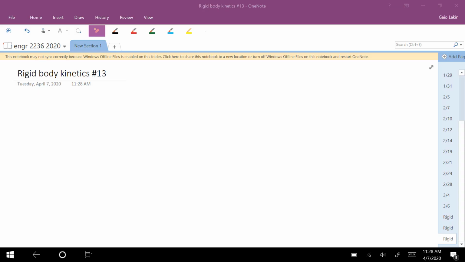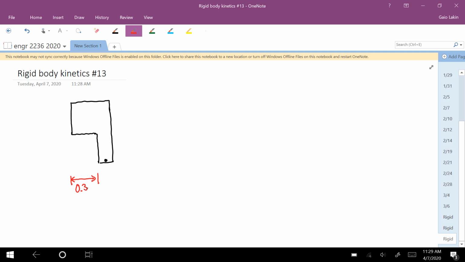Okay, this is a solution to rigid body kinetics number 13. This is the one where you have this butcher knife shaped thing, and it's connected to a hinge at the bottom. So that's what it rotates around. And dimensions.